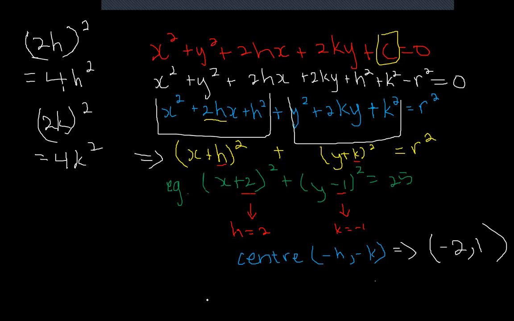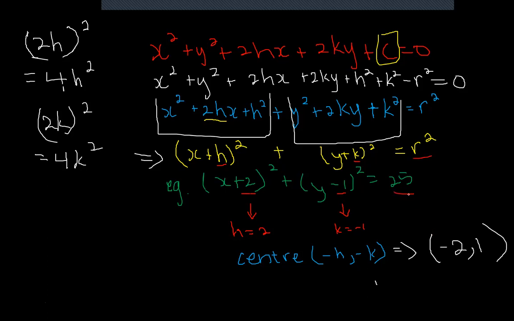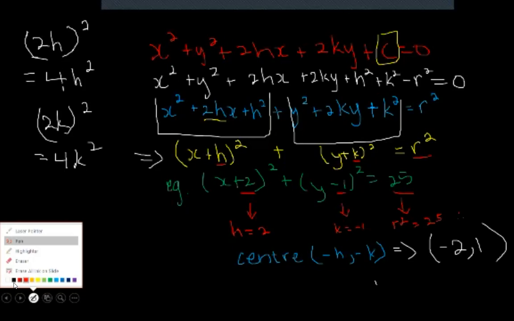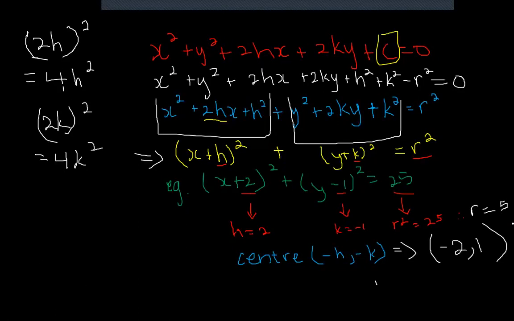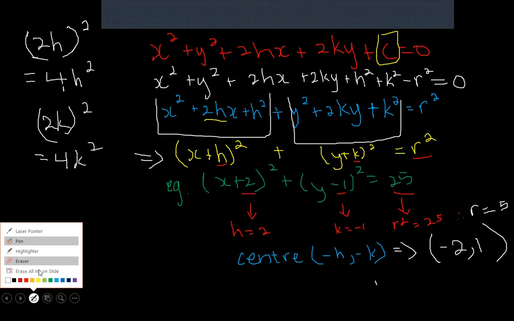And realize, if you want to find the radius as well, you already have it here. So r squared is 25. If they wanted the radius, we know that r is equal to 5. So that's the method I was trying to explain in class, just in case you wanted to know.